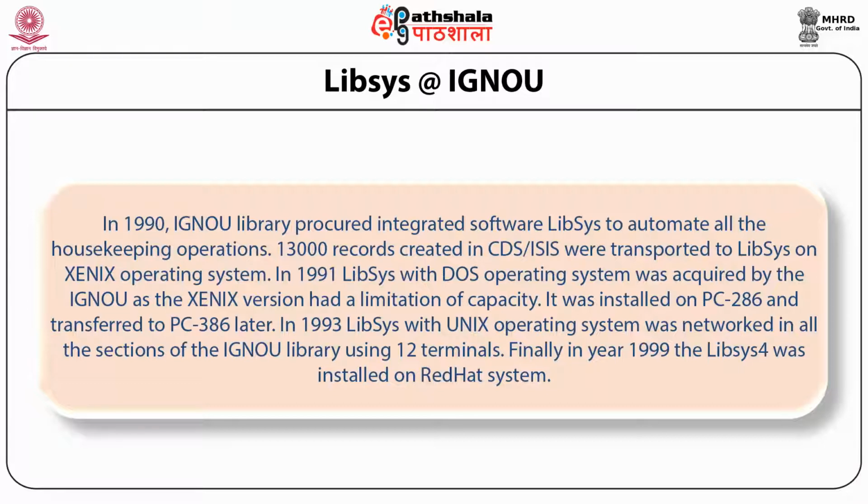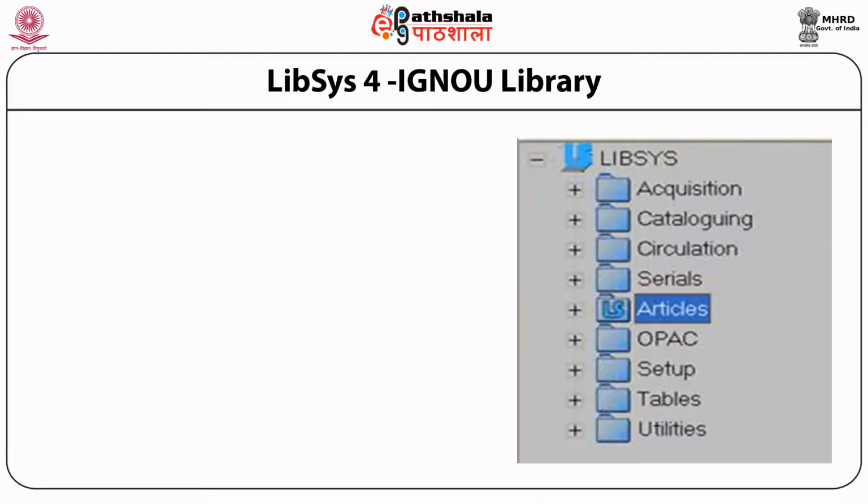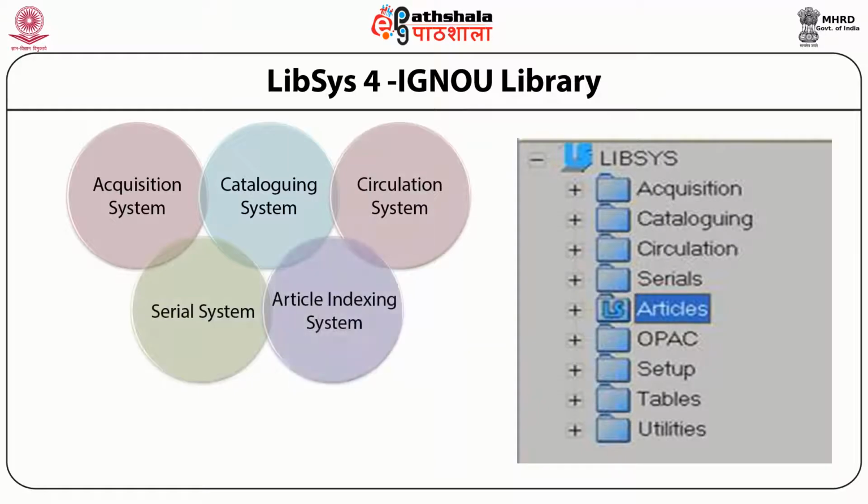In 1993, Lipsys with Unix operating system was networked in all the sections of IGNOU library using 12 terminals. Finally, in the year 1999, Lipsys 4 was installed on Red Hat Linux system in the IGNOU library. Lipsys 4 version is used in IGNOU library and has 6 modules. As you can see on the screen, these modules include acquisition, cataloging, circulation, serials, article indexing, and OPAC module. Besides that, it has setups, tables, and utilities for the functioning of Lipsys.